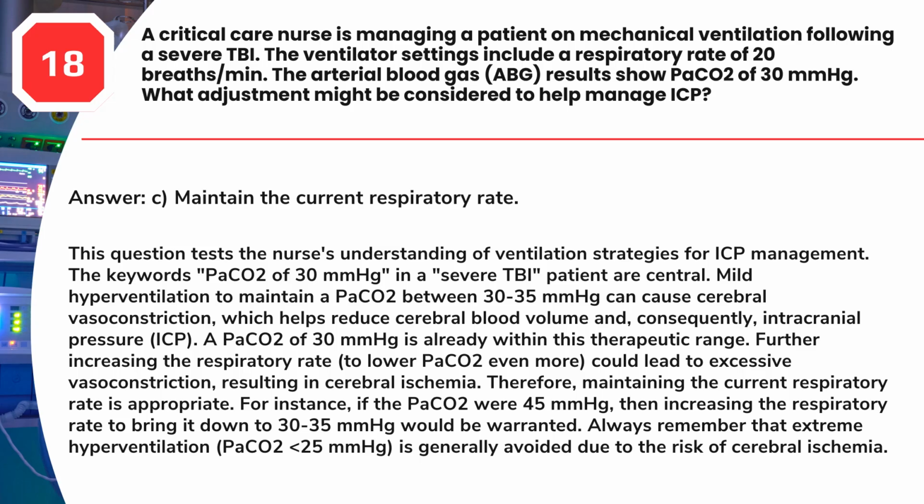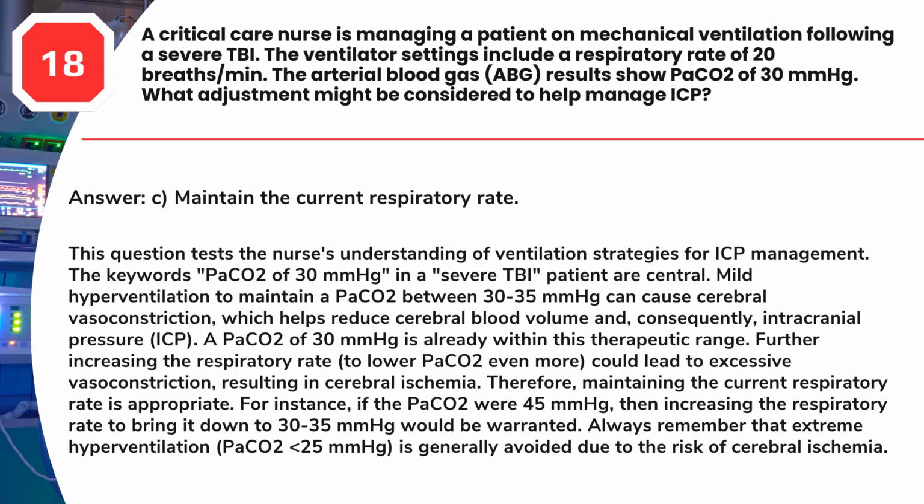Further increasing the respiratory rate, to lower PaCO2 even more, could lead to excessive vasoconstriction, resulting in cerebral ischemia. Therefore, maintaining the current respiratory rate is appropriate. For instance, if the PaCO2 were 45 millimeters of mercury, then increasing the respiratory rate to bring it down to 30 to 35 millimeters of mercury would be warranted. Always remember that extreme hyperventilation, PaCO2 less than 25 millimeters of mercury, is generally avoided due to the risk of cerebral ischemia.